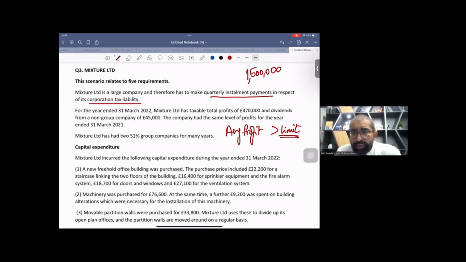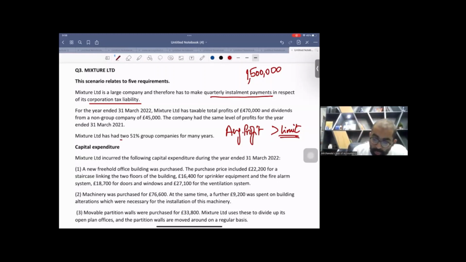Okay. So now, first, the good news is the accounting period is exactly 12 months. Open your eyes, your accounting period is exactly 12 months. So no need to apportion the limit because of the accounting period. But yes.